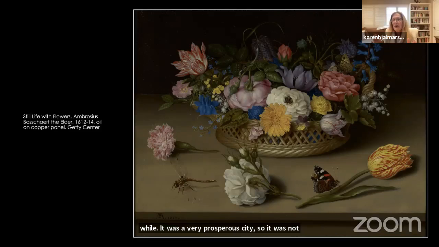Remember, still life was meant to be put in smaller homes. We're not worried about palaces and castles as we had with the aristocracy. These are middle to upper middle class bourgeois people who loved having these wonderful still lifes to decorate their homes. So in the foreground, we have a carnation and a rose and a tulip.